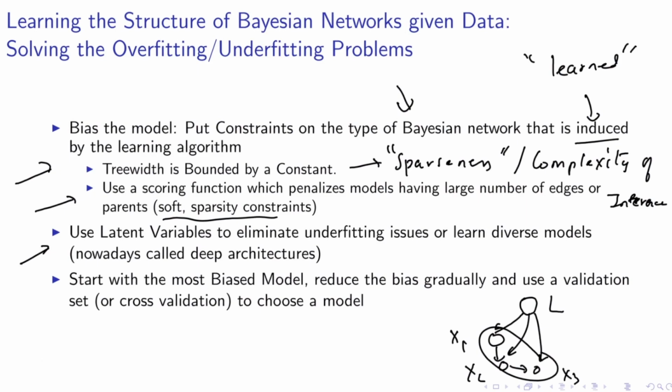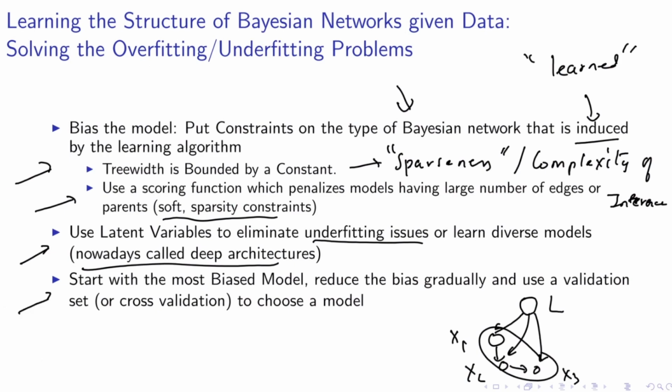However, when I eliminate the latent variable, what happens? When I eliminate the latent variable, I create a clique over x1, x2, x3. So in a way, I'm able to model many dependencies using the latent variable. Okay, so that's what we can do. We can actually reduce, or in some cases completely eliminate, these underfitting issues by using latent variables. And we'll see some models that use this aspect. Okay, so nowadays these latent variables have become very common. At a very high level, most of the deep architectures are nothing but complex latent variable architectures.